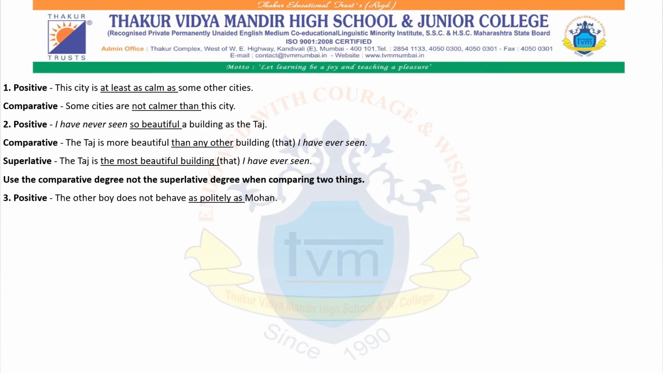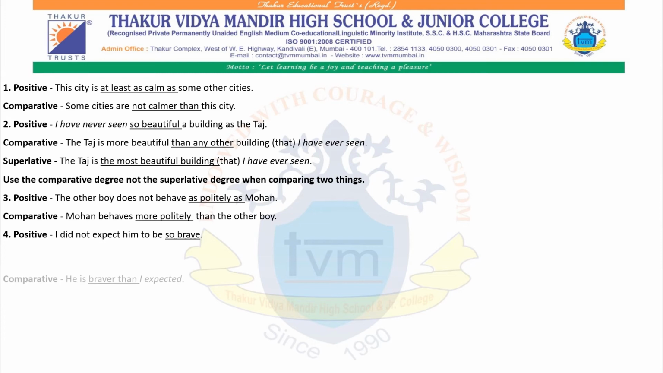Third example: The other boy does not behave as politely as Mohan. So between two persons, comparative: Mohan behaves more politely than the other boy, and there cannot be a superlative form. Fourth example: I did not expect him to be so brave. What is the quality? The quality is braveness. He is braver than I expected.